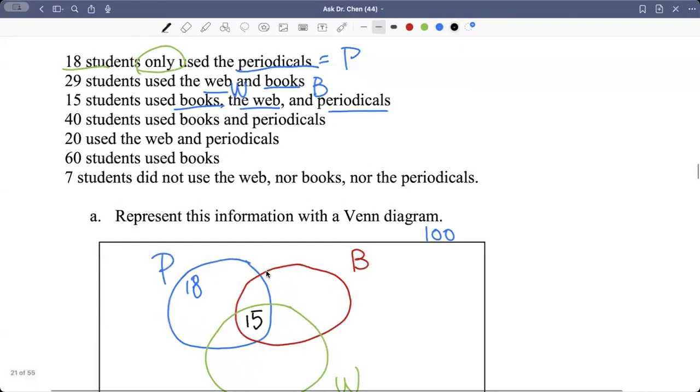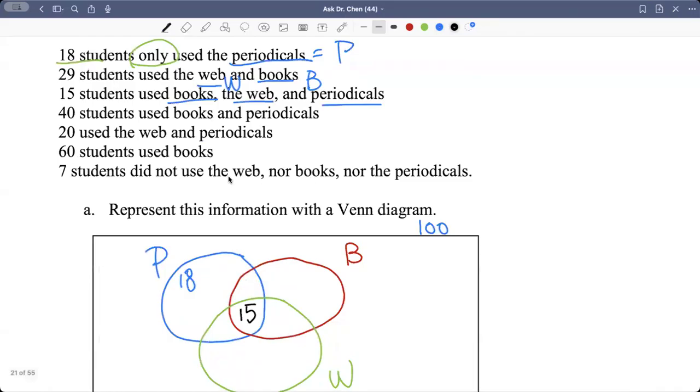Now going back to 29 students use the web and books. How many of them? 29. 29 minus 15, so this should be 14. So 14 plus 15 is 29.